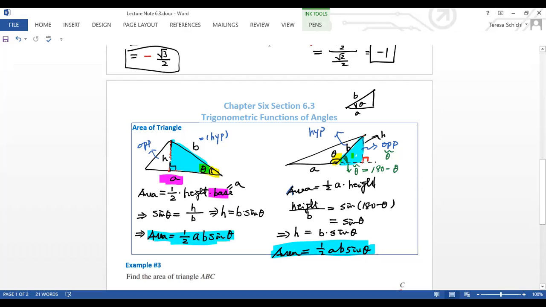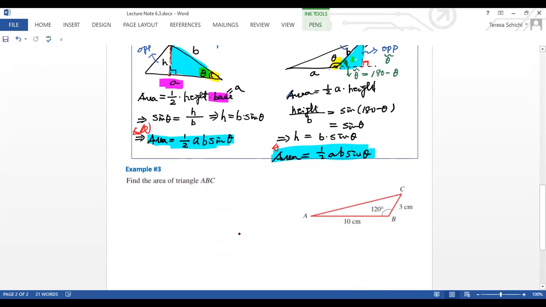So it's A times B sine theta, and the angle is subtended by both sides A and B here, right? So this is a very beautiful formula, right? Okay, now let's take a look at the examples here.